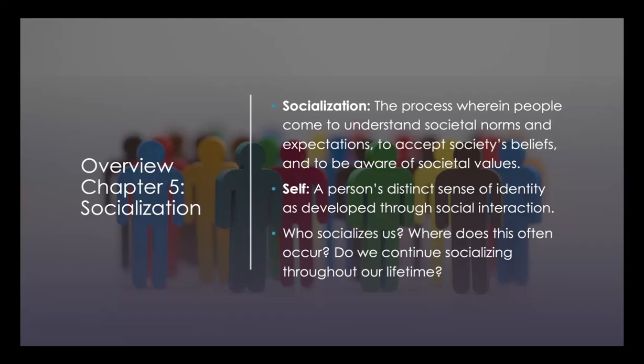Again, we can start to ask questions like who socializes us? Where does this often occur? And then do we continue socializing throughout our lifetime? And the short answer to that last question is yes, we do. And for our activity we're going to do during our in-person class, we will start to talk more about different ways that we are socialized based off of identity categories, things like race, class, gender, sexual orientation, gender identity, ability, and things like that.